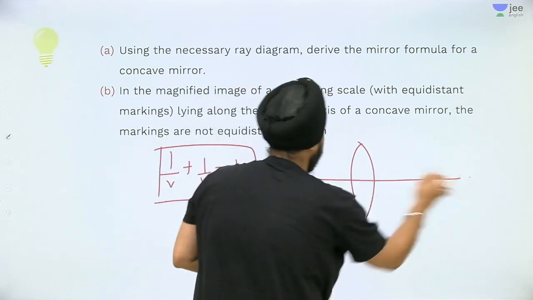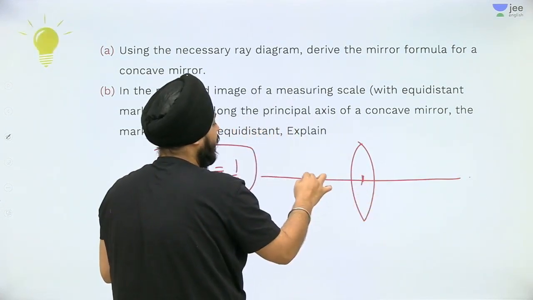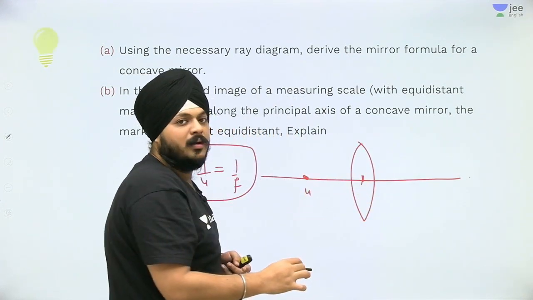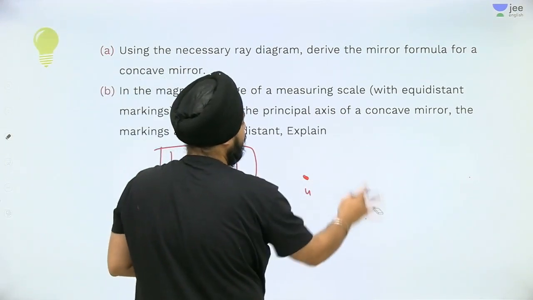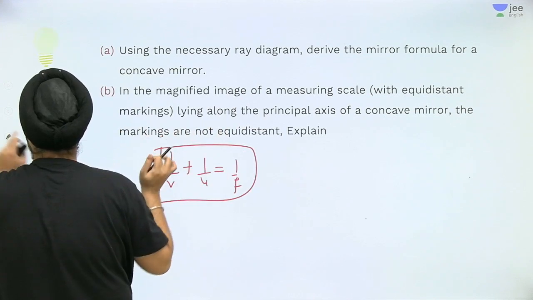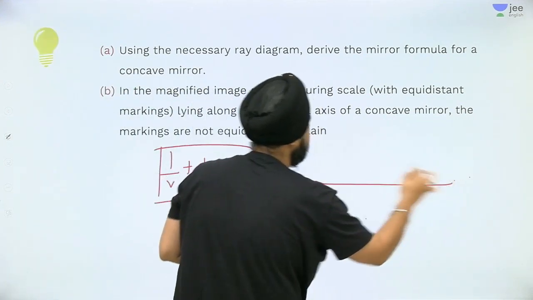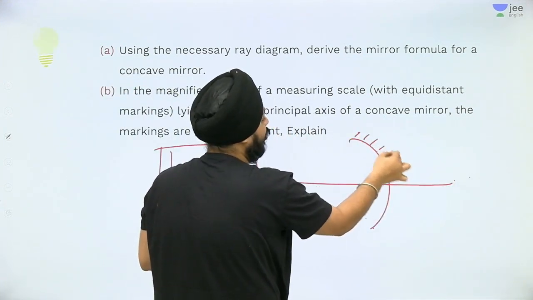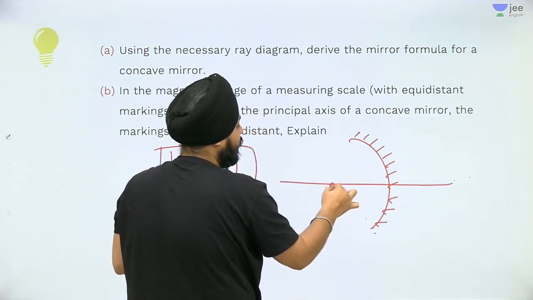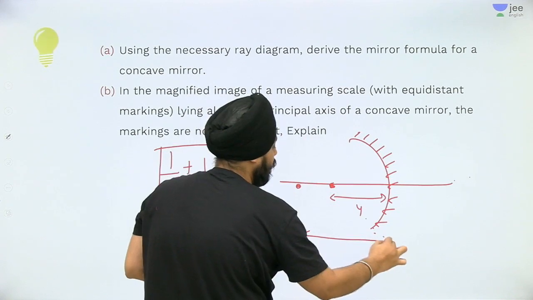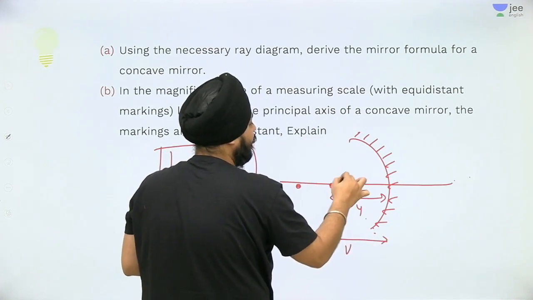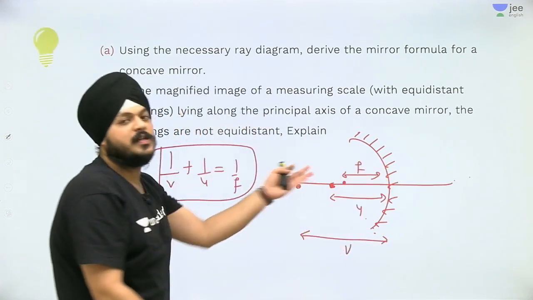And this is the principal axis. Here the object is kept. Sorry, this is a lens. Okay, sorry for that. See, we have this kind of equation. This is the principal axis. Okay, this is a concave mirror. Here the object is kept at u. Here the image is formed at v, and here I am getting the focal length f. This kind of situation.